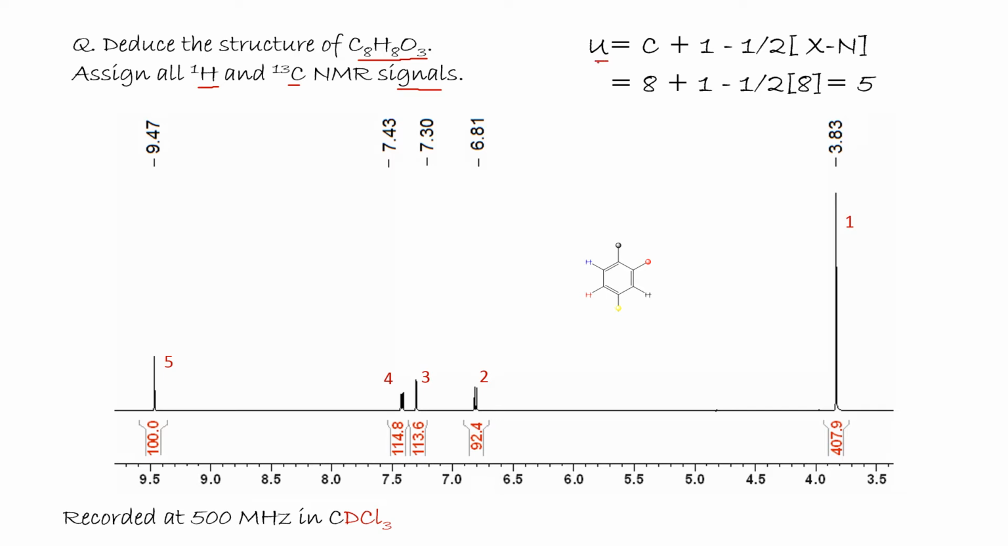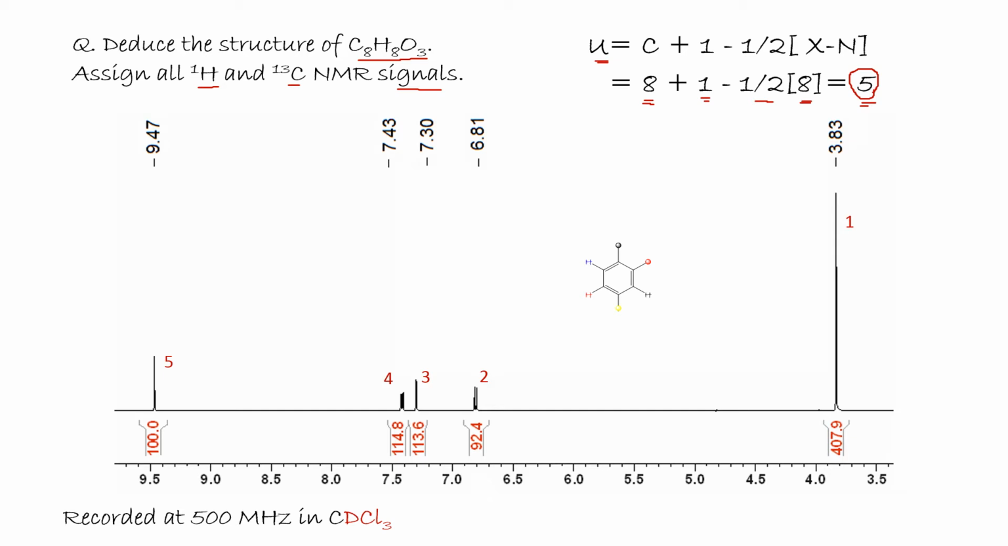From the molecular formula, we can calculate the unsaturation number. U is equal to C plus 1 minus half X minus N. We have tetravalent element C8, plus 1, minus half of the monovalent element hydrogen 8. That makes unsaturation of 5.